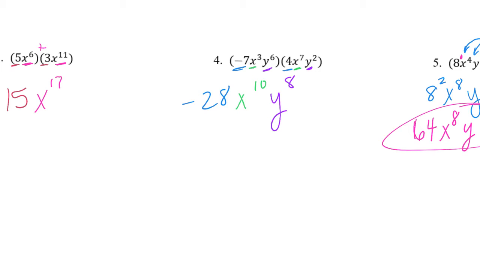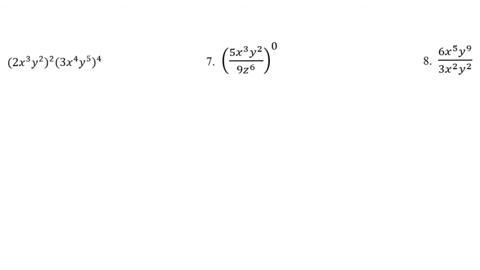These are the other final answers. There's just nothing else written down. All right, let's look at our next ones. This one's a little bit more complex for number 6 because we do have to distribute to everything in both sets of parentheses. So the very first thing you want to do is go ahead and write in your ones.